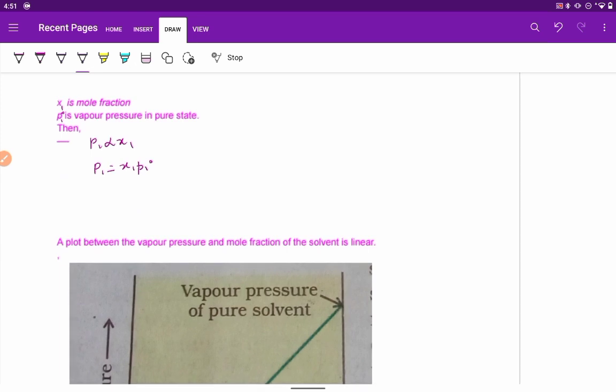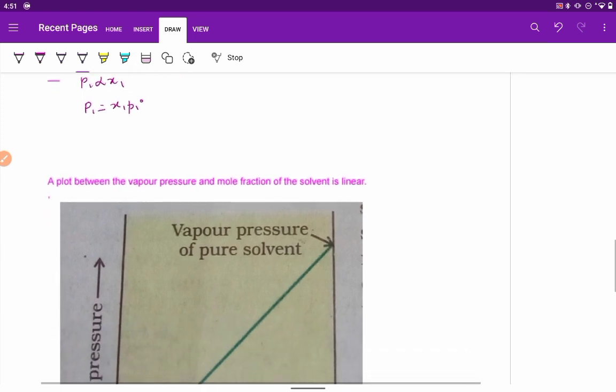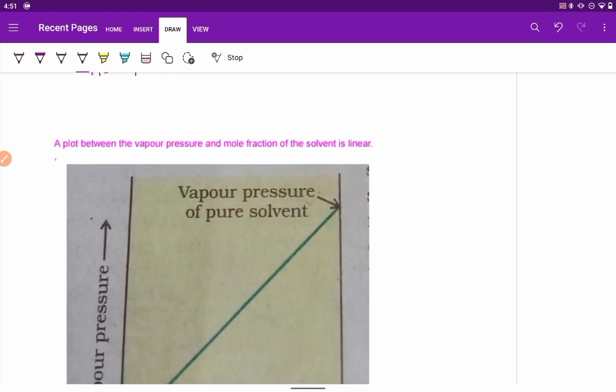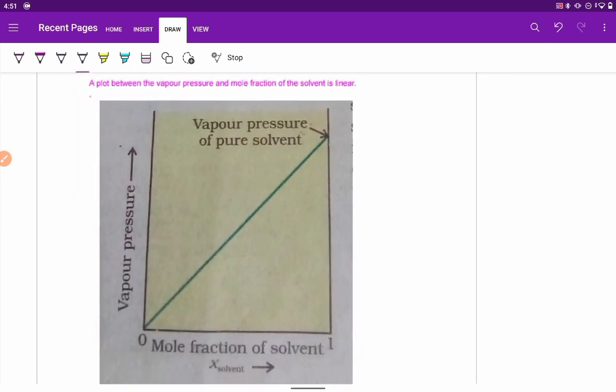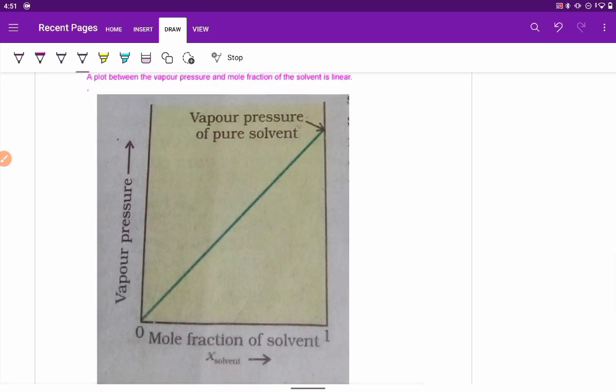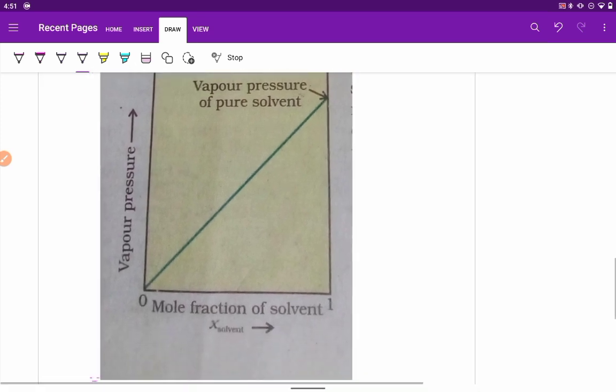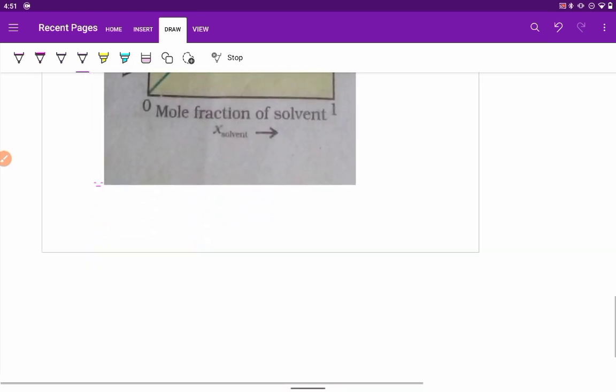If we plot a graph between vapor pressure and mole fraction of the solvent, we find that it is linear. It will be like this. Vapor pressure versus mole fraction of solvent. So this is a linear graph we find here.